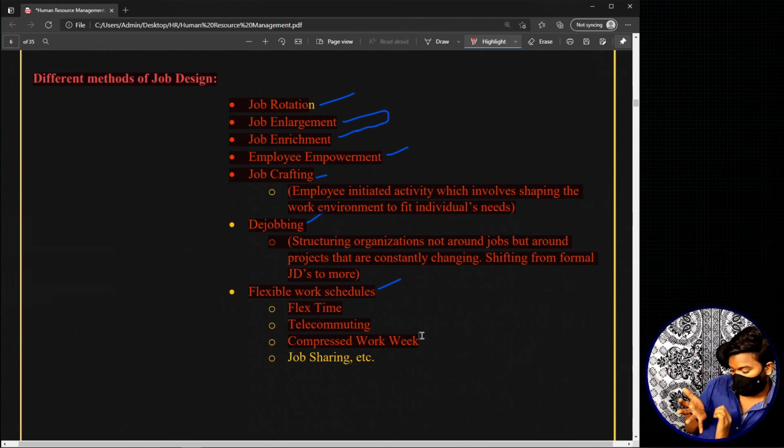Now compressed work week means there is an option for the employees to compress their work weeks. For example, 30 hours is the requirement. 6 days you have. You can either work for 5 hours a day for 6 days, or you can compress your work, telling that I will only work for 5 days. That means I will be present in the office and work for 6 hours a day, and that will complete my requirement of 30 hours in 5 days. So I'm compressing my work.